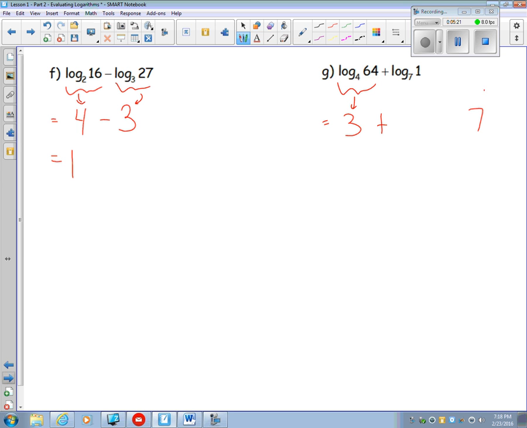So I'm thinking 7 to the what comes out to 1? Well, the only thing that makes it come out to 1 is if it's 7 to the power of 0, right? So this whole thing must be 0. And 3 plus 0 is 3. Okay, so you can do operations between logarithms. Just do each part separately.